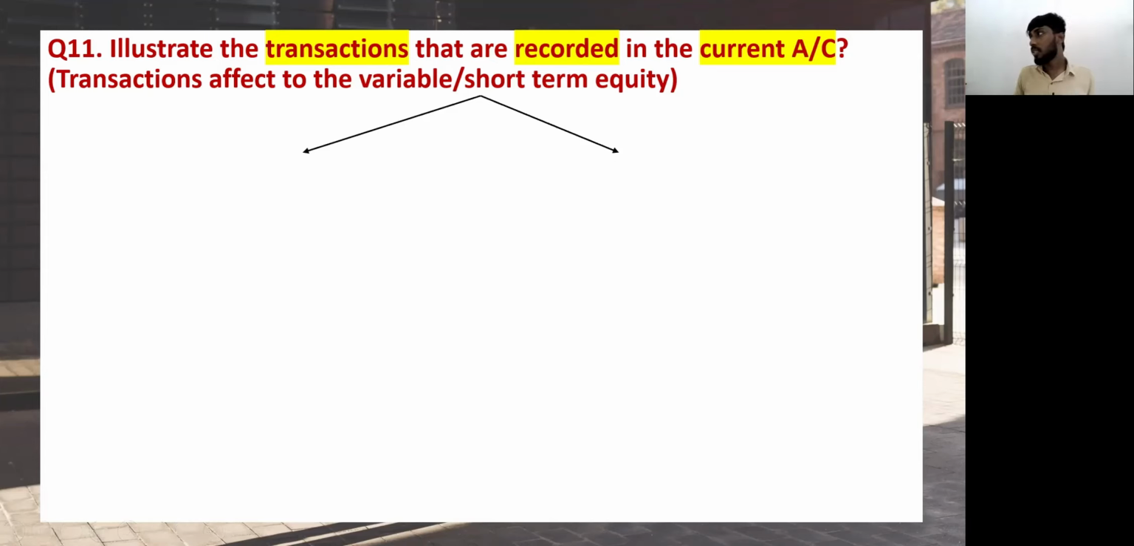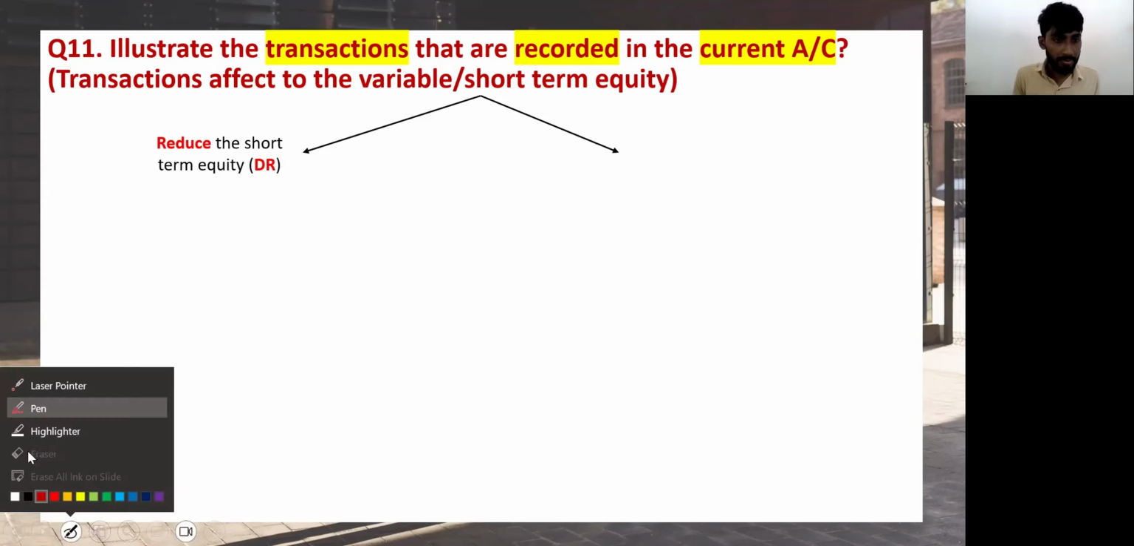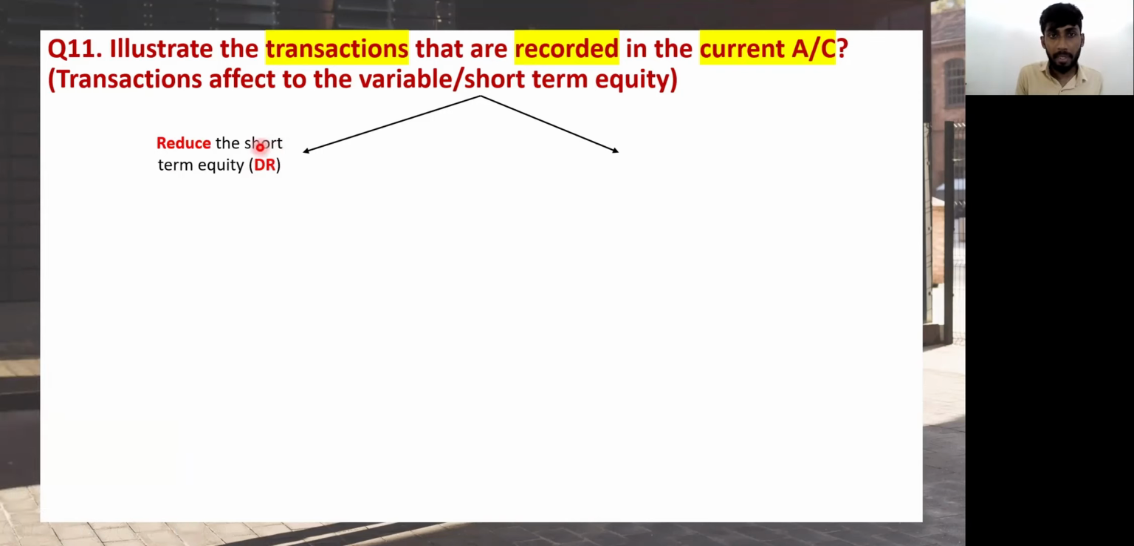Now, when it comes to the transactions affecting the short-term equity, the short-term equity can be increased or it can be decreased. Both things can happen. Some transactions reduce the short-term equity. If we are going to reduce the short-term equity, we know we need to debit. Here I have mentioned it as a debit. Clear?